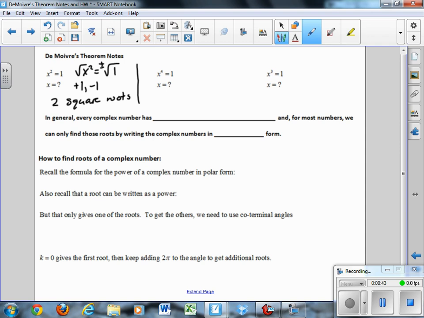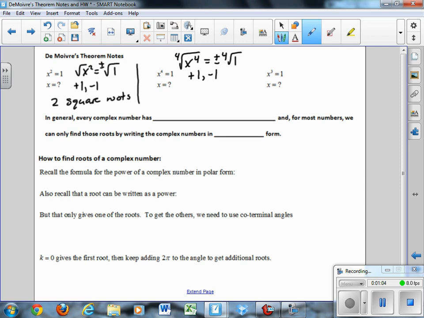Okay, now x to the 4th. Do we need to do plus or minus for a 4th root? Yes, because 4 is an even number. Because it's even, I also need to do plus or minus the 4th root, which gives me 2 solutions of positive 1 and negative 1 again.